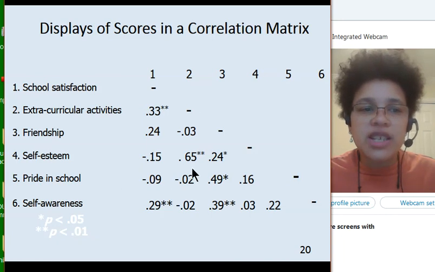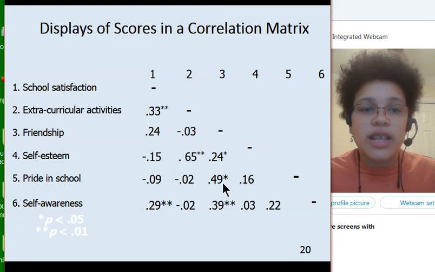And you could go through each of these variables and see, for example, there's a high correlation between self-esteem and extracurricular activities, because 2 is extracurricular activities.